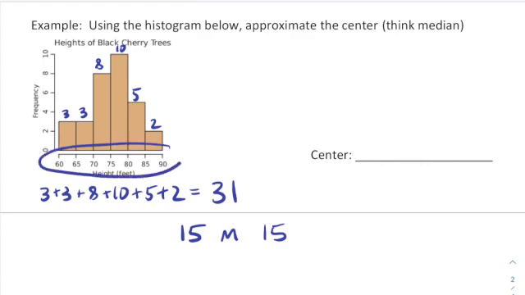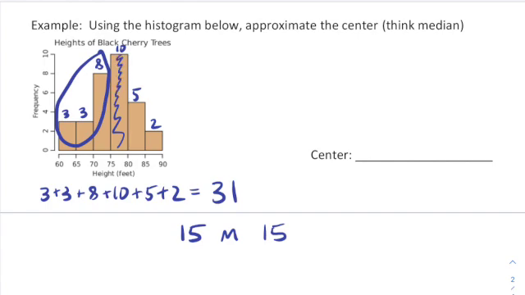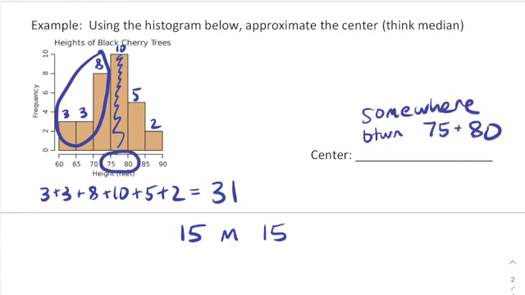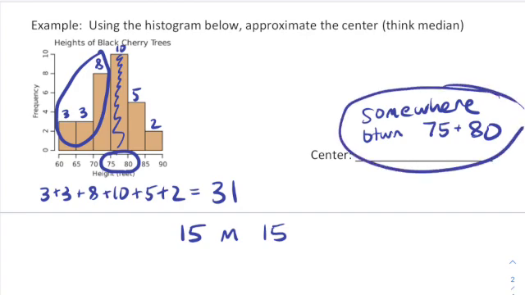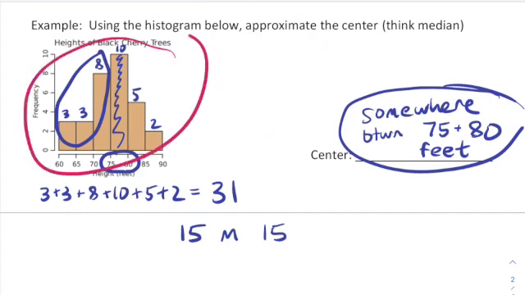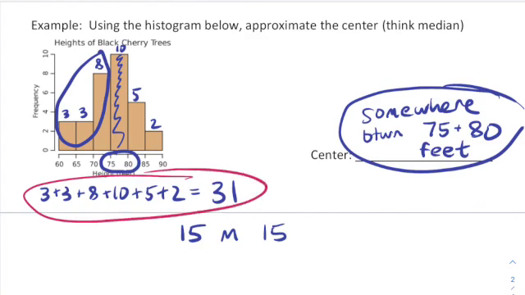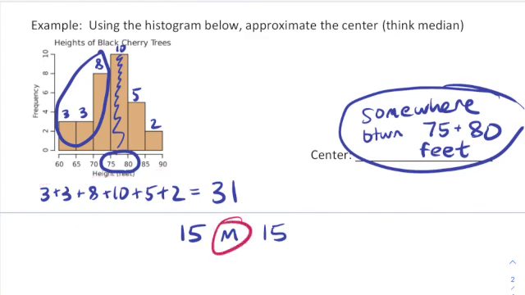So if I could figure out which bin would have the 16th data value, we would know that that was where our median was. Well, these three bars add up to 14, so the 15th and 16th data value would be somewhere in this bar, somewhere between 75 and 80. So we'll write that as our approximation. The middle of this data set is somewhere between 75 and 80, and in this case, feet is the units we're dealing with. So to review this problem, if we were trying to find the center of a histogram, we could figure out how many data values are in the data set, use that information to figure out where the median would be, and then figure out which bin contains that value.